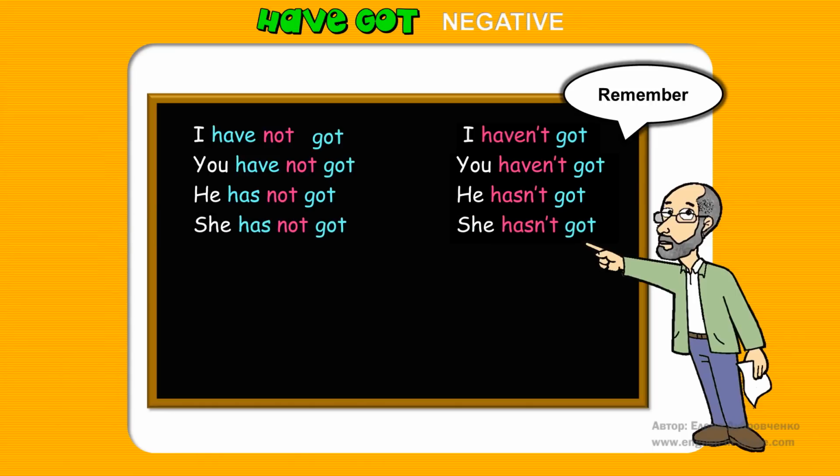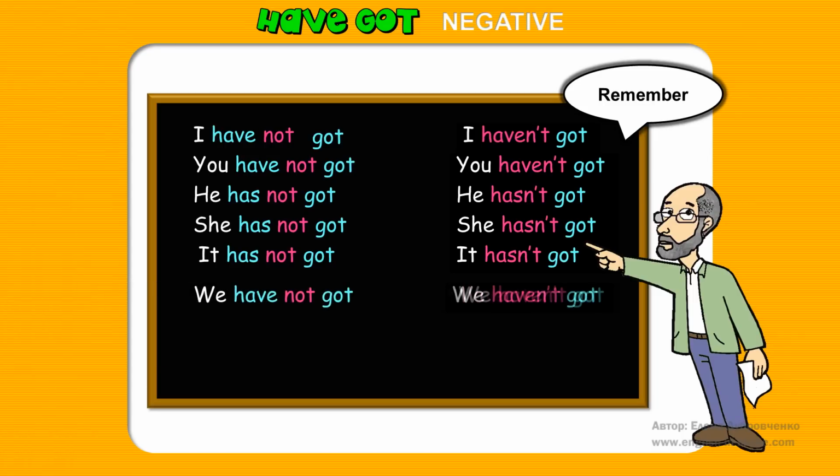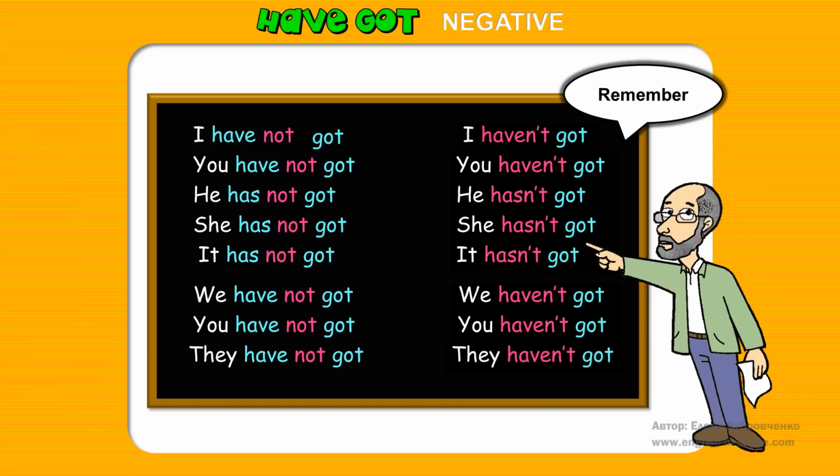She has not got. She hasn't got. У нее нет. It has not got. It hasn't got. Оно не имеет. We have not got. We haven't got. Мы не имеем или у нас нет. You have not got, you haven't got. Вы не имеете или у вас нет. They have not got. They haven't got. Они не имеют.